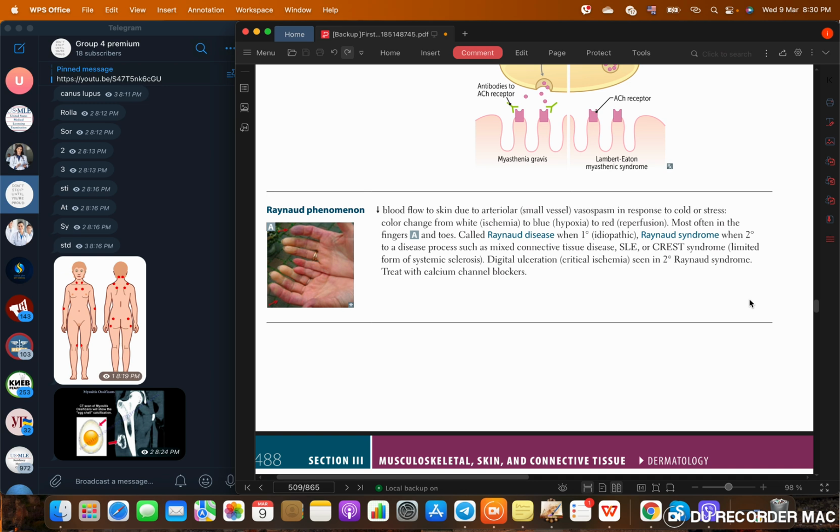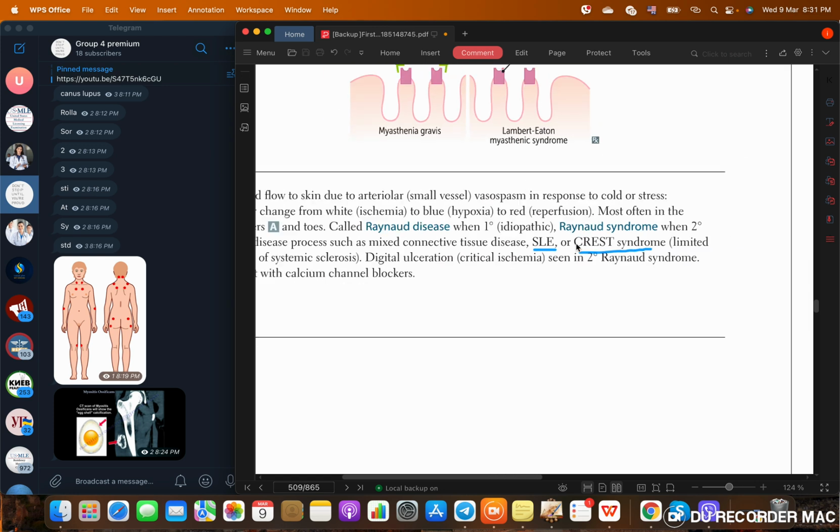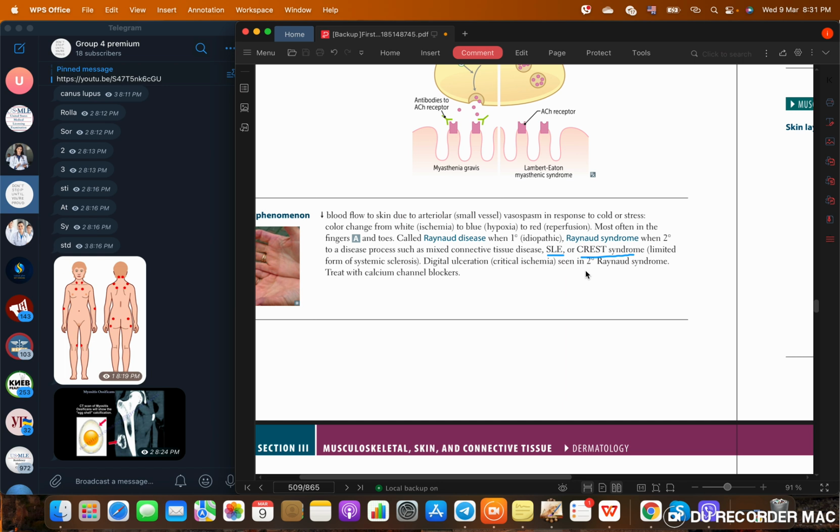And the next thing goes something like this. They say Raynaud syndrome was secondary, okay, to lupus as well, and the CREST syndrome. Do not forget the CREST syndrome: the C stands for calcinosis or anti-centromere antibody, the R for Raynaud syndrome, the E for esophageal dysmotility, the S for sclerodactyly, which is the finger problem, and the T for telangiectasia, okay? So they say it is a limited form of systemic sclerosis. Yeah, because there are two types of systemic sclerosis. There is the limited form and there is the diffuse form.